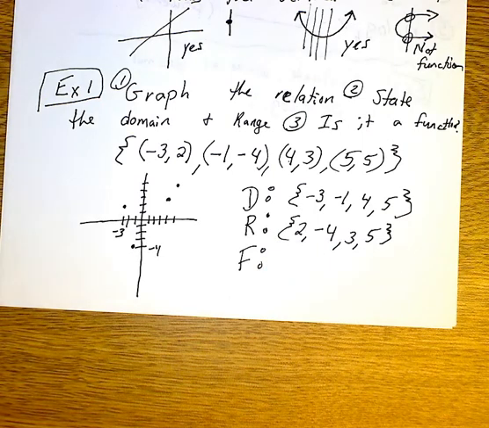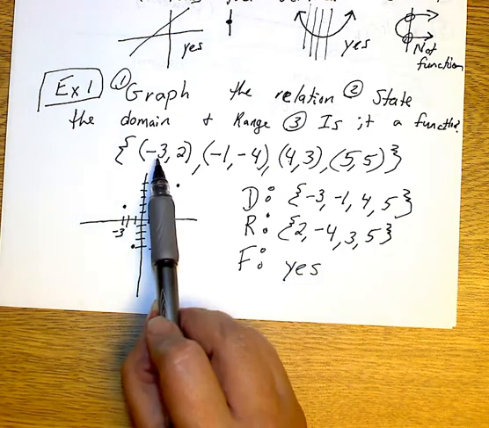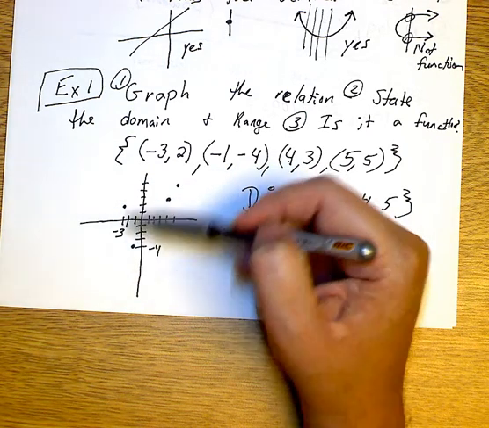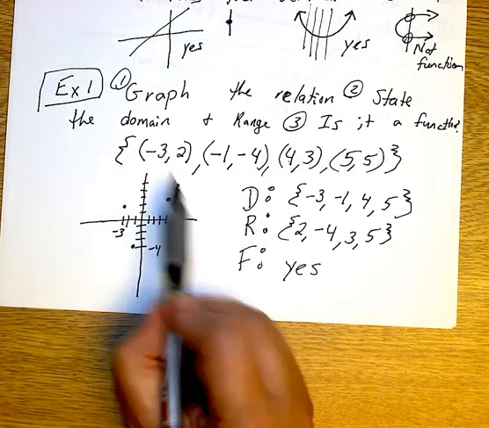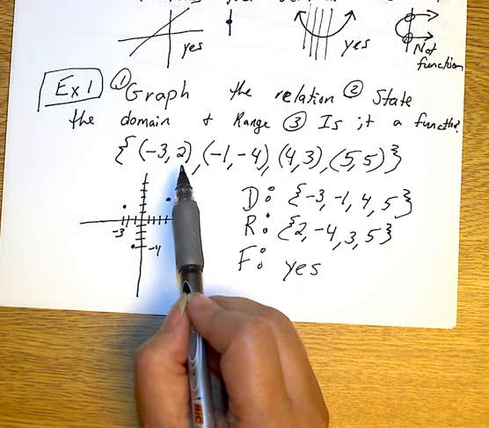Is this a function? Yes, it is. One thing you can definitely tell is, first of all, there's no x's that repeat. So that can tell you that it is a function. And also, the vertical line test, it definitely passes. If it repeats an x, that y has to be the same. If it has different y's, it's not a function.